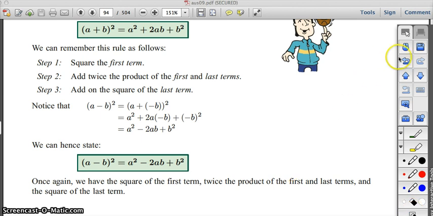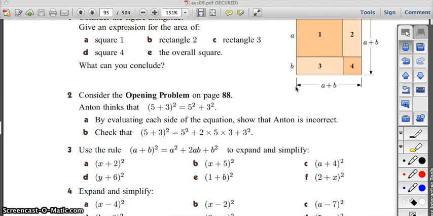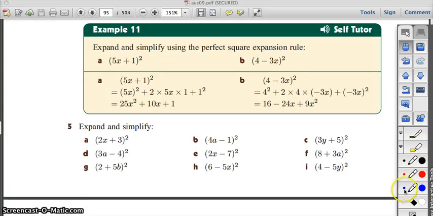If we go through a couple, okay, so we're squaring the 5x to start with. Because there's a plus in there, we're plussing 2 times a, being 5x, times b, being 1, and then we add the square of the last number there. All right, so that's just following a squared plus 2ab plus b all squared. That's following that formula.